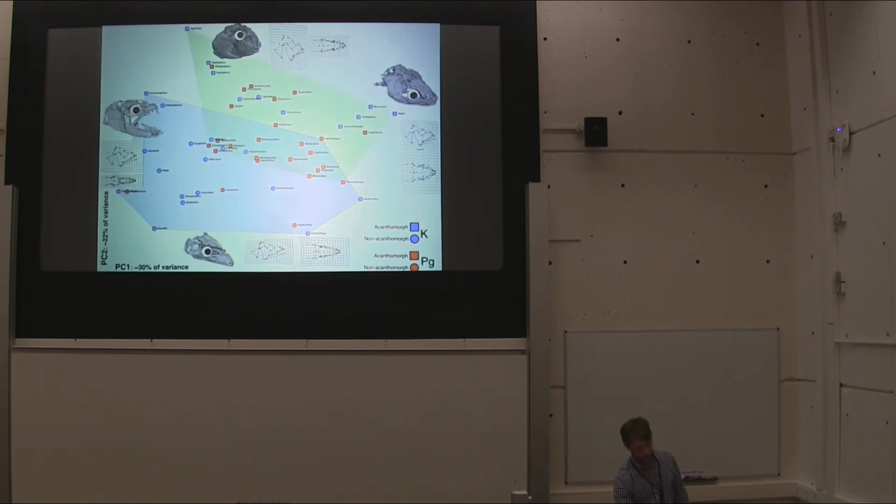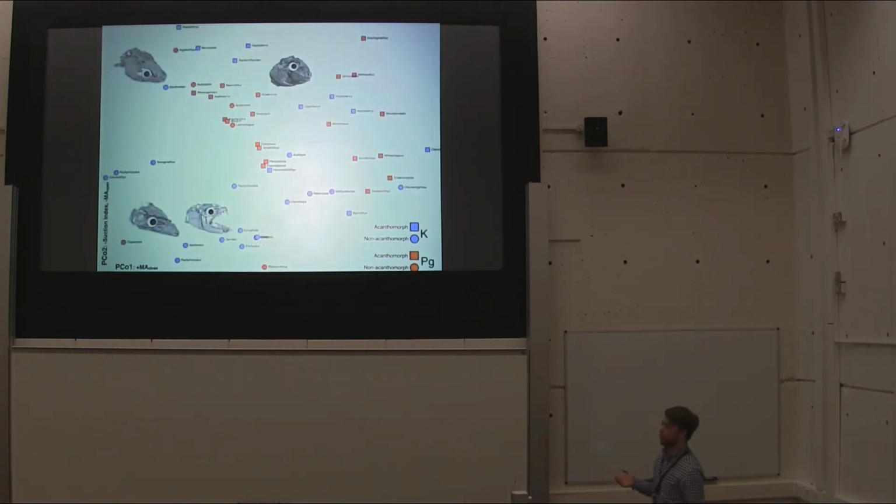Here we have the distributions of the non-acanthomorphs and the acanthomorphs. And if we look at the change in range from the Cretaceous for the acanthomorphs through to the Paleogene, you can see that there does seem to be an increase in the morphospace occupation during this time.